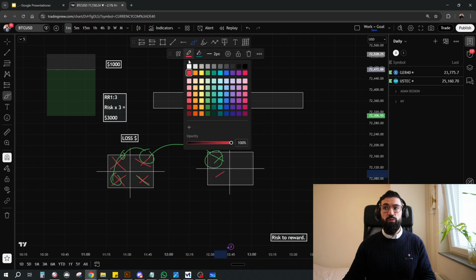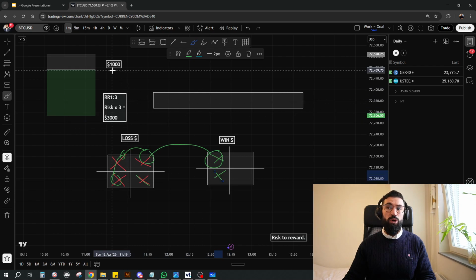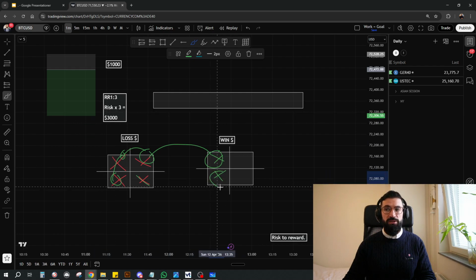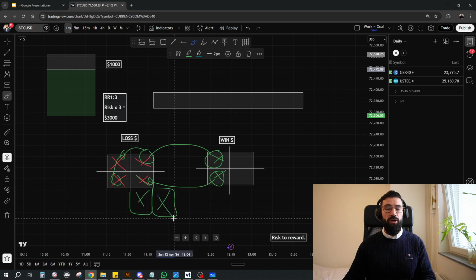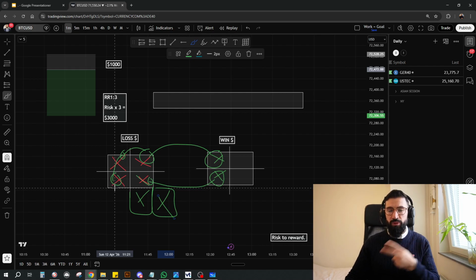I'm taking another win after that, and what happens? This other win gives me a 1 to 3, meaning I'm risking 1,000 to gain 3,000. So this another win right here eats up this loss and gives me 2 more wins, right? So now, because I've lost 4 trades and won 2, I'm still profitable at the end of the month because the risk reward is higher.